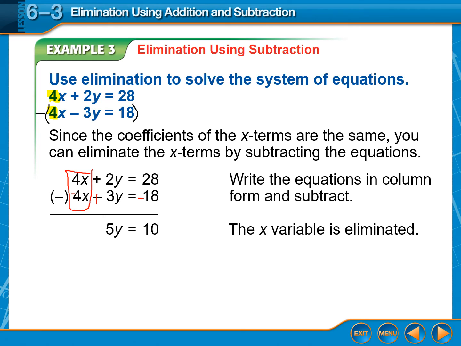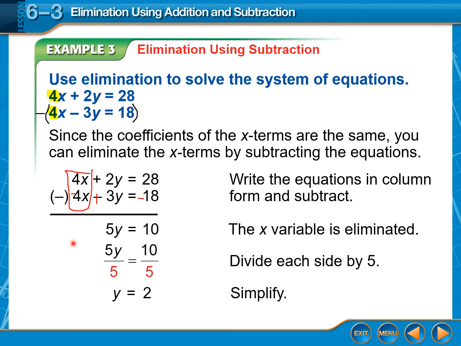All right, so when we combine these two equations using subtraction, we're left with positive 5y and 10. So 5y is equal to 10. Again, when we subtract, all of the signs that we have become the opposite. So the 4x in the second equation becomes negative, the negative 3y becomes positive, and the 18 becomes negative. So we're doing 4x minus 4x, 2y plus 3y, and 28 minus 18. We're left with 5y is equal to 10. To solve for y, we divide both sides by 5 and find that y is equal to 10 divided by 5, or 2. So by subtracting these two equations, we find that y is equal to 2.